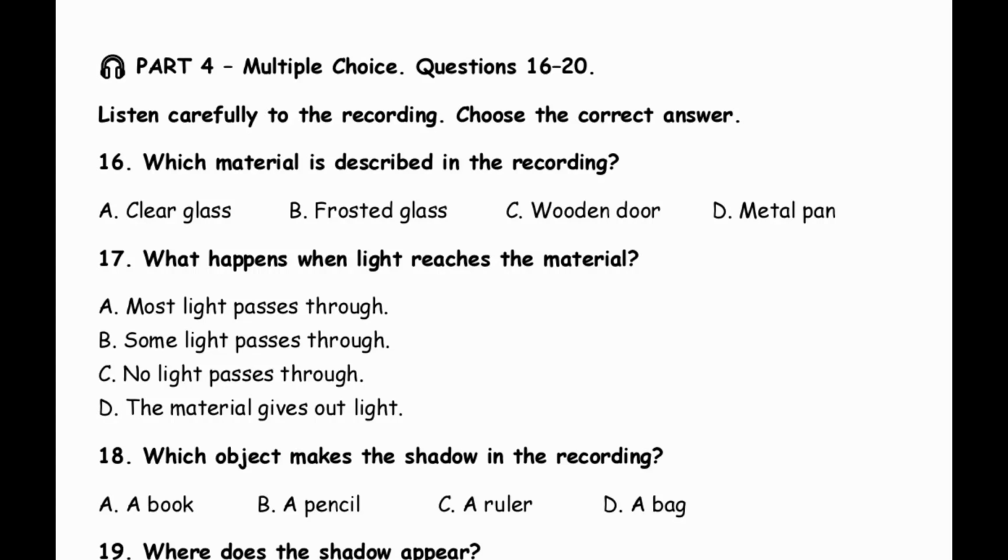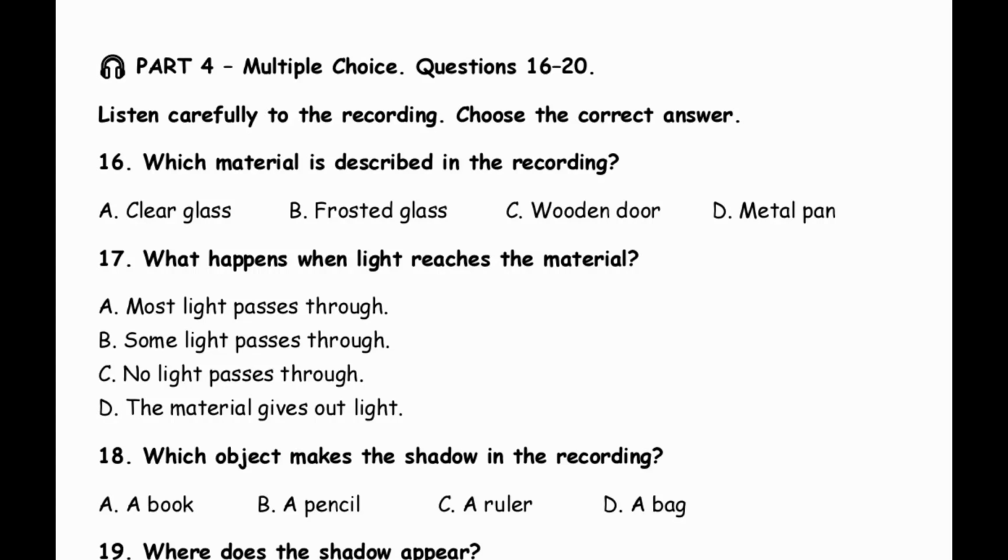Number 16. I am looking at a window. It is made of a material that allows most light to pass through. I can see the trees outside very clearly. What material is the window made of?